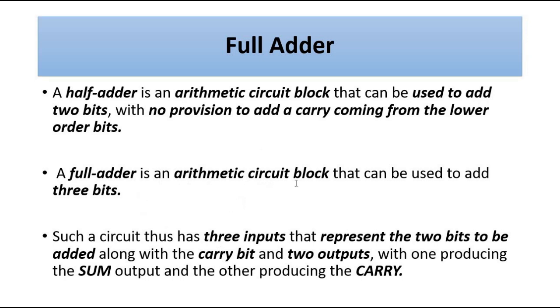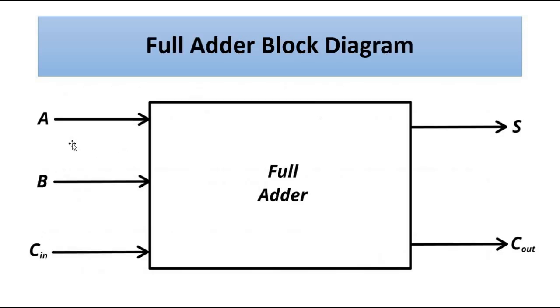It is an arithmetic circuit block which is used to add 3 bits. It has 3 input bits: the 2 normal bits as usual, which are present in the half adder, plus an extra carry bit. This carry bit, the input carry, is called the carry at the input side. So these 3 inputs are there on the full adder: on the input side, the 2 bits to be added plus the carry from the previous addition. And there are 2 outputs, sum and carry output.